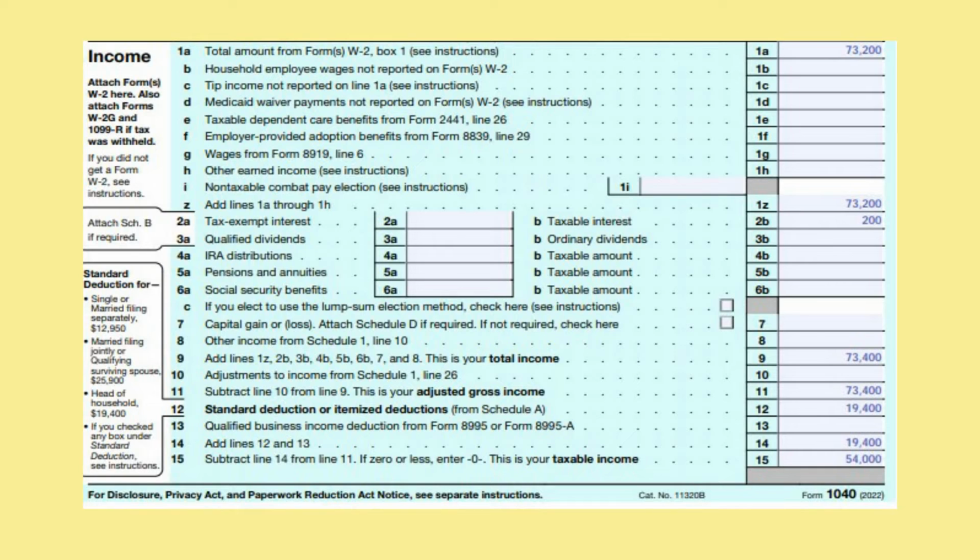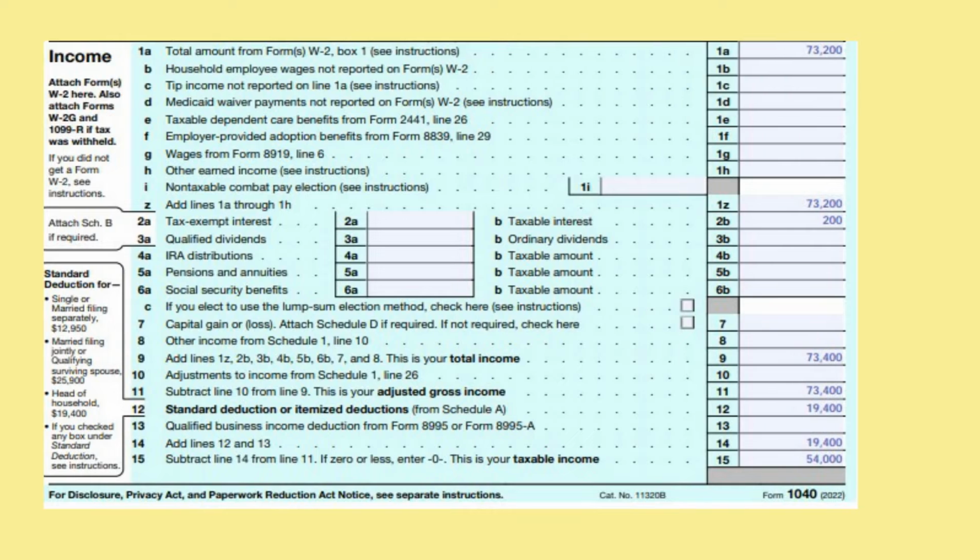Carry that down to line 11 for your adjusted gross income if you have no adjustments to income. On line 12, put the larger of your standard deduction or your itemized deductions. In our example, the larger is the standard deduction. You can find that amount in the box to the left. Since you are head of household filing status, it is $19,400. Carry that amount down to line 14 as you don't have a qualified business income deduction as you don't have a business. Subtract line 14 from line 11 to arrive at $54,000 for your taxable income.